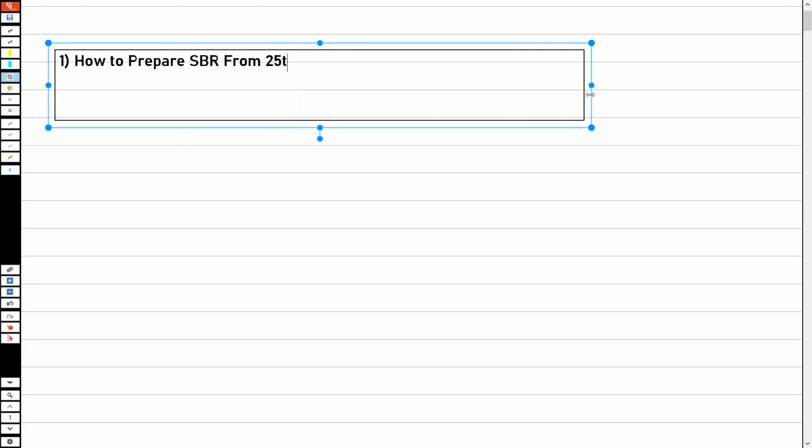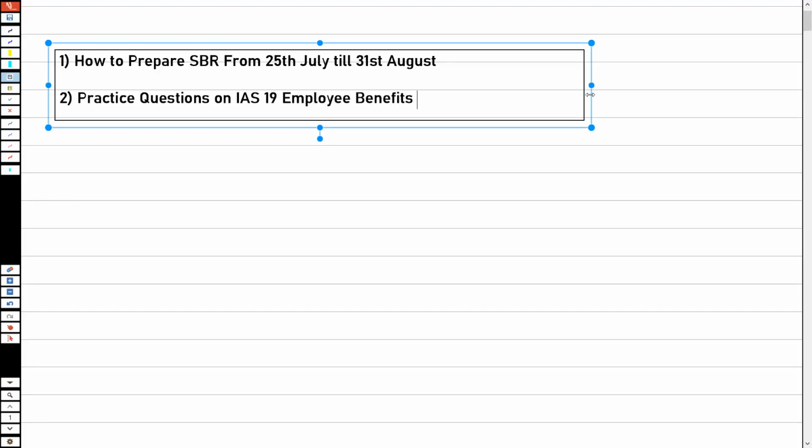from 25th July till 31st August. That's the first thing that you have to do. The second thing is that I would actually be doing the practice questions on IAS 19, employee benefits, and case, plus revision of IAS 19. So that is something that I'm going to be doing today.